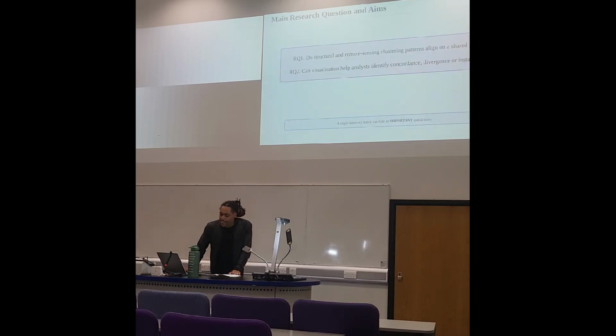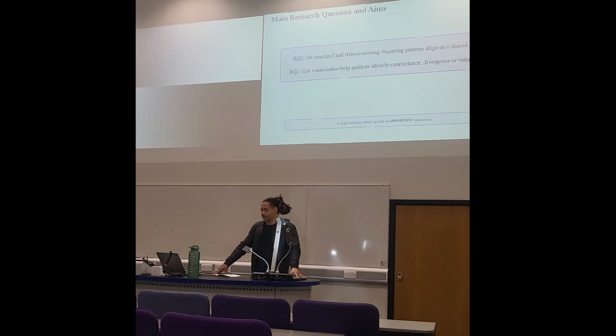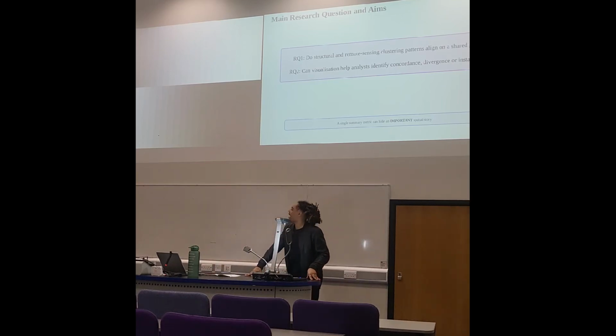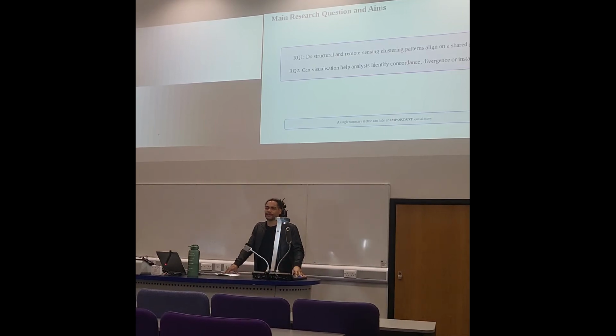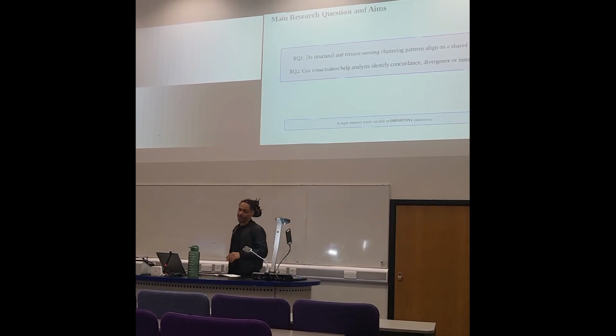So, this is broken down into two main research questions. Does the structural and the remote sensing clusters reveal something meaningful on a shared grid, and can visualisation actually support analysts in identifying concordance, which is the agreement, and divergence and instability? When I say instability, I mean how do the results differ between different runs. Let's say you've got a sample of data and you split it up into 4 parts. Using those 4 different parts, is it going to be meaningful and reliable across those 4 different splits of data?